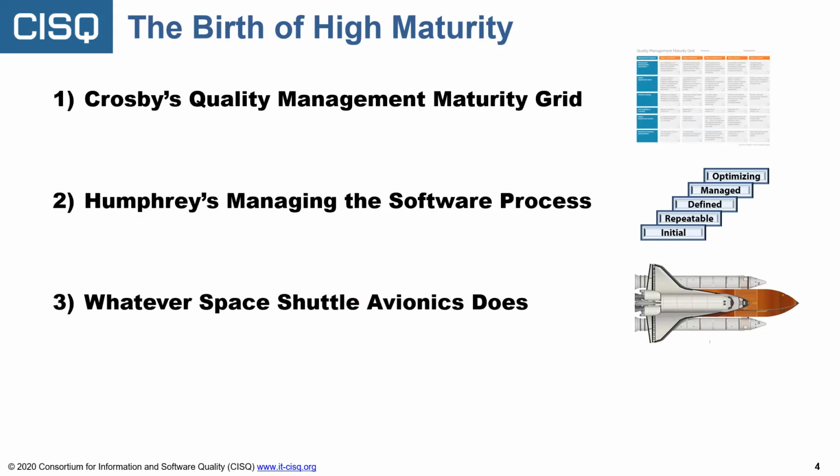And when they got to thinking about it, there really wasn't anything out there at level 4 or 5 except the Space Shuttle Avionics project. So their guide was, what are the folks down in Clear Lake doing in the Space Shuttle Avionics project, because clearly what they're doing is working magnificently, and we ought to be adopting those practices at high maturity.